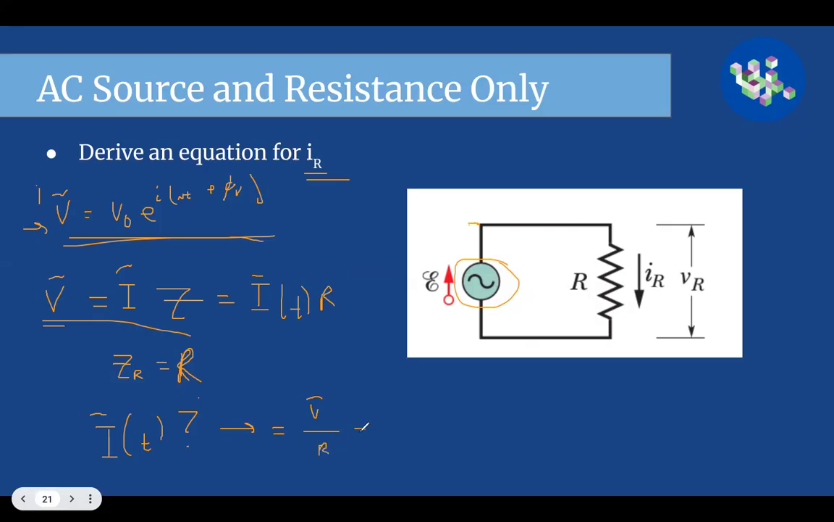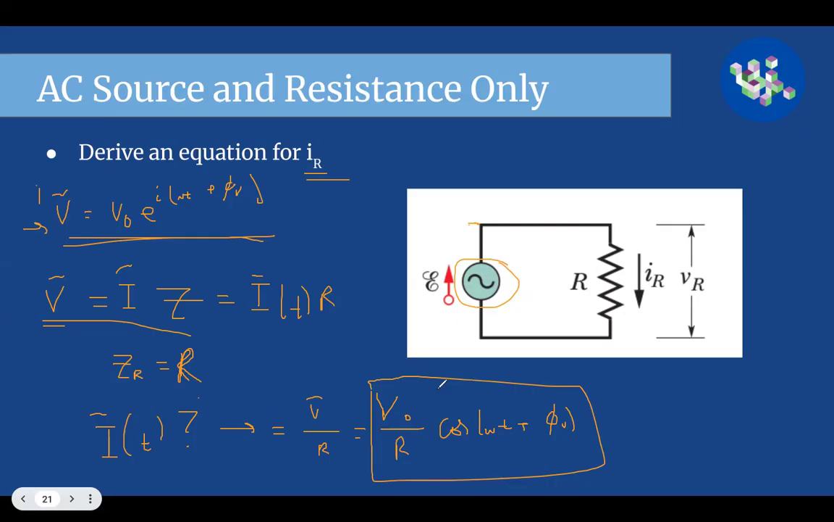So that would be equal to V0 divided by R. And this time I'll convert the complex exponential to the real function, so times cosine of omega t plus some phase angle phi v. That's our final answer for the current as a function of time through this AC circuit.